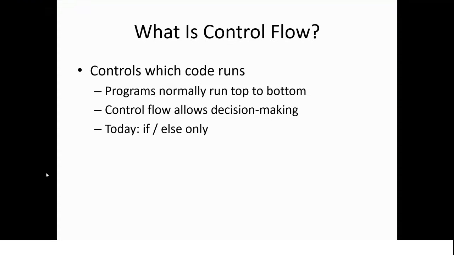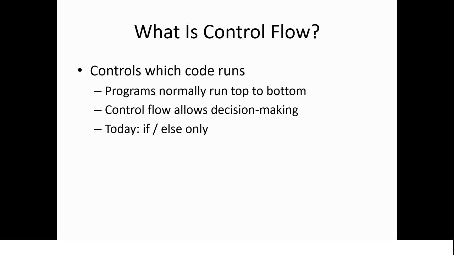Okay, so let's look at what control flow is. It controls which code runs or doesn't run. Programs normally run top to bottom, but control flow will decide which piece of code you want to run and which piece you don't want to run. It allows decision making in the code. In this episode, we'll just be looking at if and else.